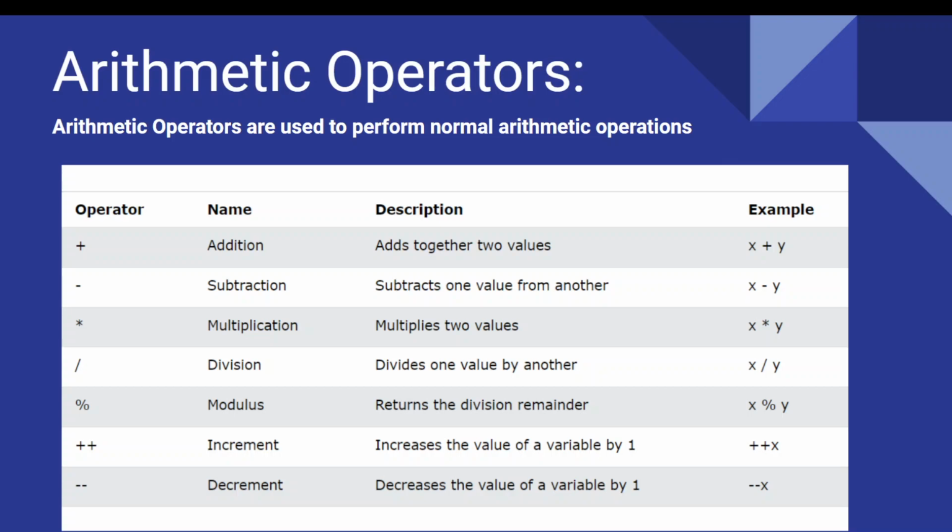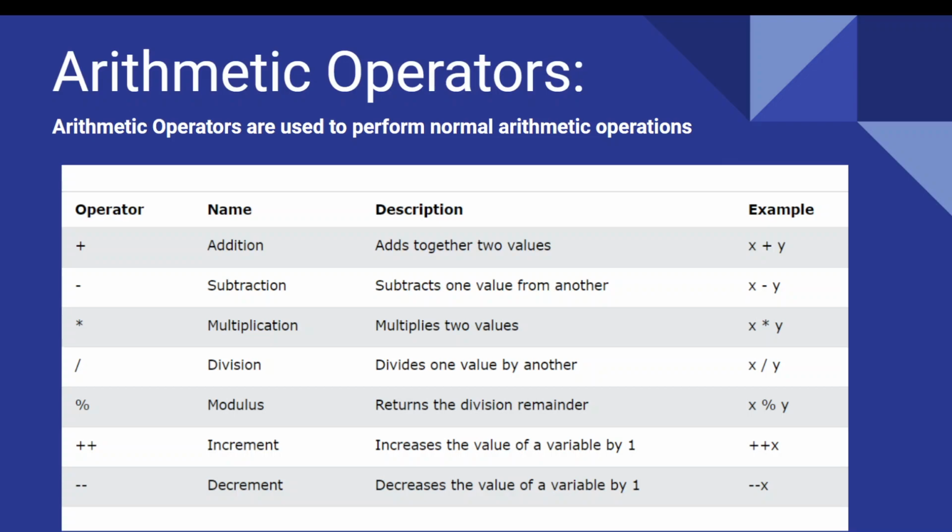So here we have the addition, subtraction, multiplication, division, modulus, the increment and decrement operator. The addition operator is a binary operator that is used to add two operands, and subtraction is used to subtract two operands. Multiplication is a binary operator which is used to multiply two operands. Division is a binary operator that is used to divide the first operand by the second operand and give the quotient as a result. Modulus is used to return the remainder when the first operand is divided by the second operand.